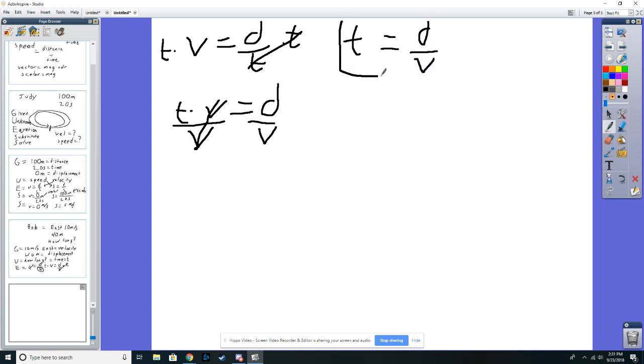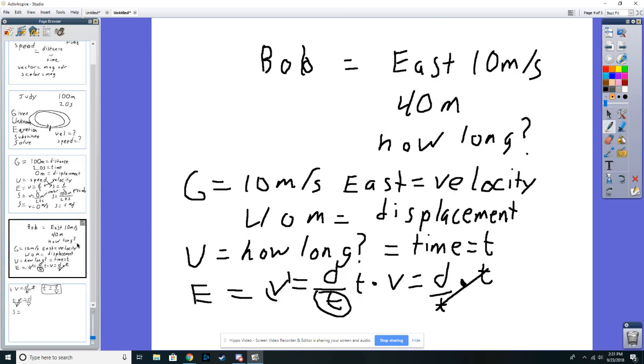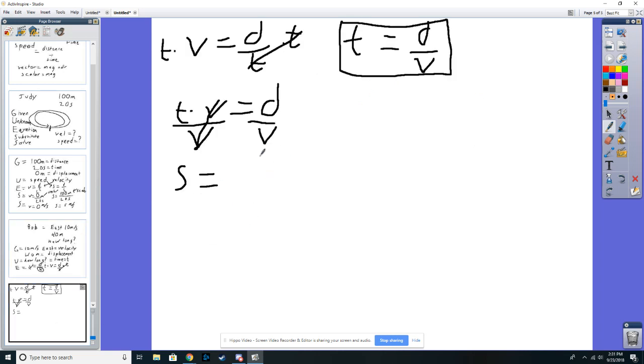So now we have our equation. We have finally finished the section of guess of E. That is our equation. So the next step is substitute. So if we go back, we have t equals d over v. Bob's going 10 meters per second east, 40 meters. So the displacement is 40 meters divided by 10 meters per second.